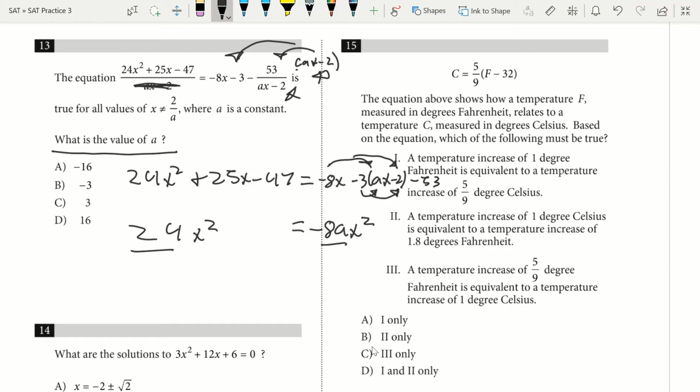So 24 equals negative 8a, because my x squareds will cancel. 24 equals negative 8a, divide both sides by negative 8, and I get a equals 24 over negative 8, which will give me negative 3 equals a. So my answer is going to be B.